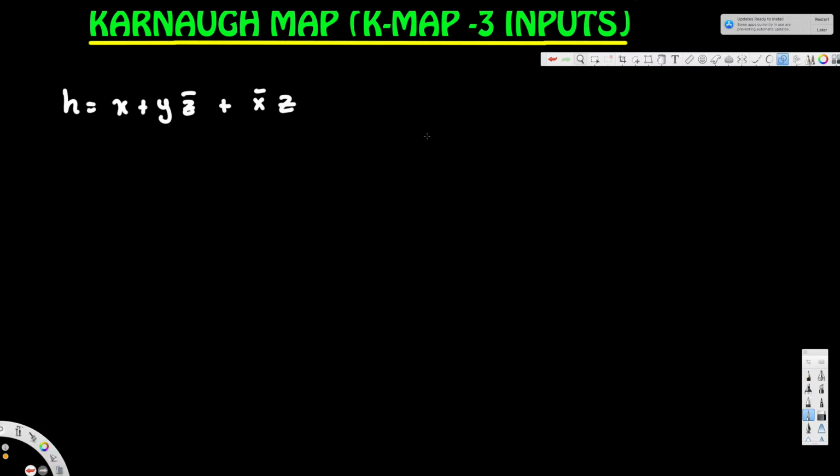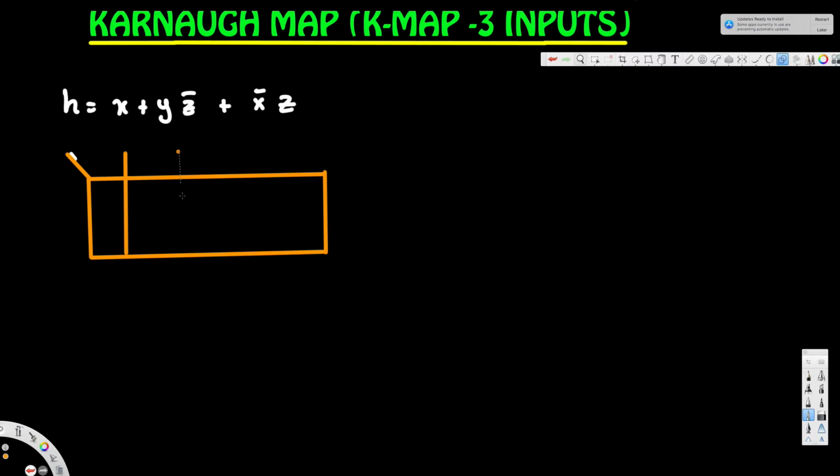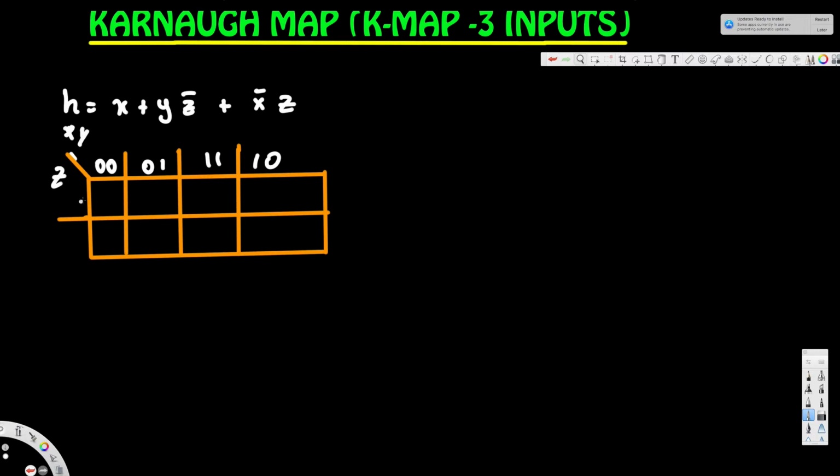Now let's go ahead and draw the K-map. Okay, so this location is going to be 0 0, 0 1, 1 1, 1 0, and this one is xy. We can take this one as xy, and this one is z. This is 0 1.